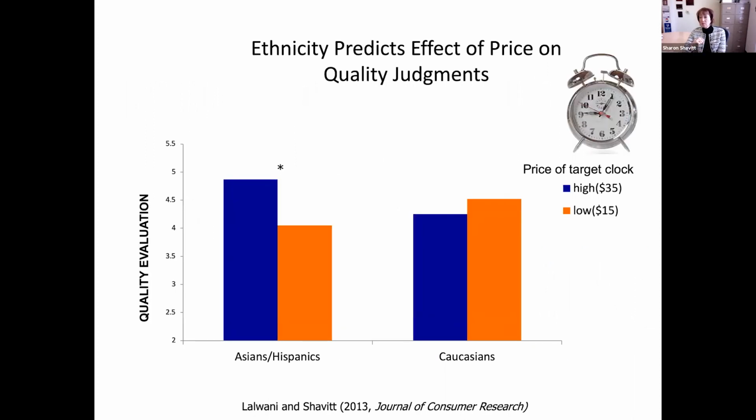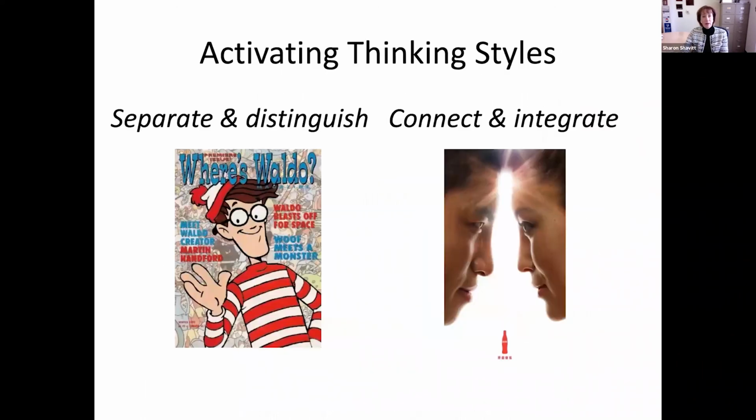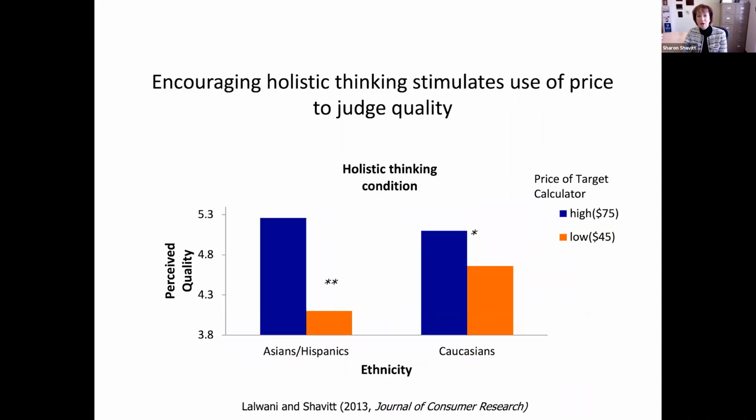We also found that ethnicity predicts price quality connections in similar ways. So consumers who are of Asian or Hispanic heritage tended to view the price of a clock as being a better indicator of its quality than Anglo-Caucasians did. We also did a study where we got people to think either analytically or holistically. And by activating holistic thinking, we got a much stronger relationship between price and quality in both ethnic groups. That is, they connected the price of a calculator to its quality much more when they were thinking holistically. And that was true across both ethnic groups.